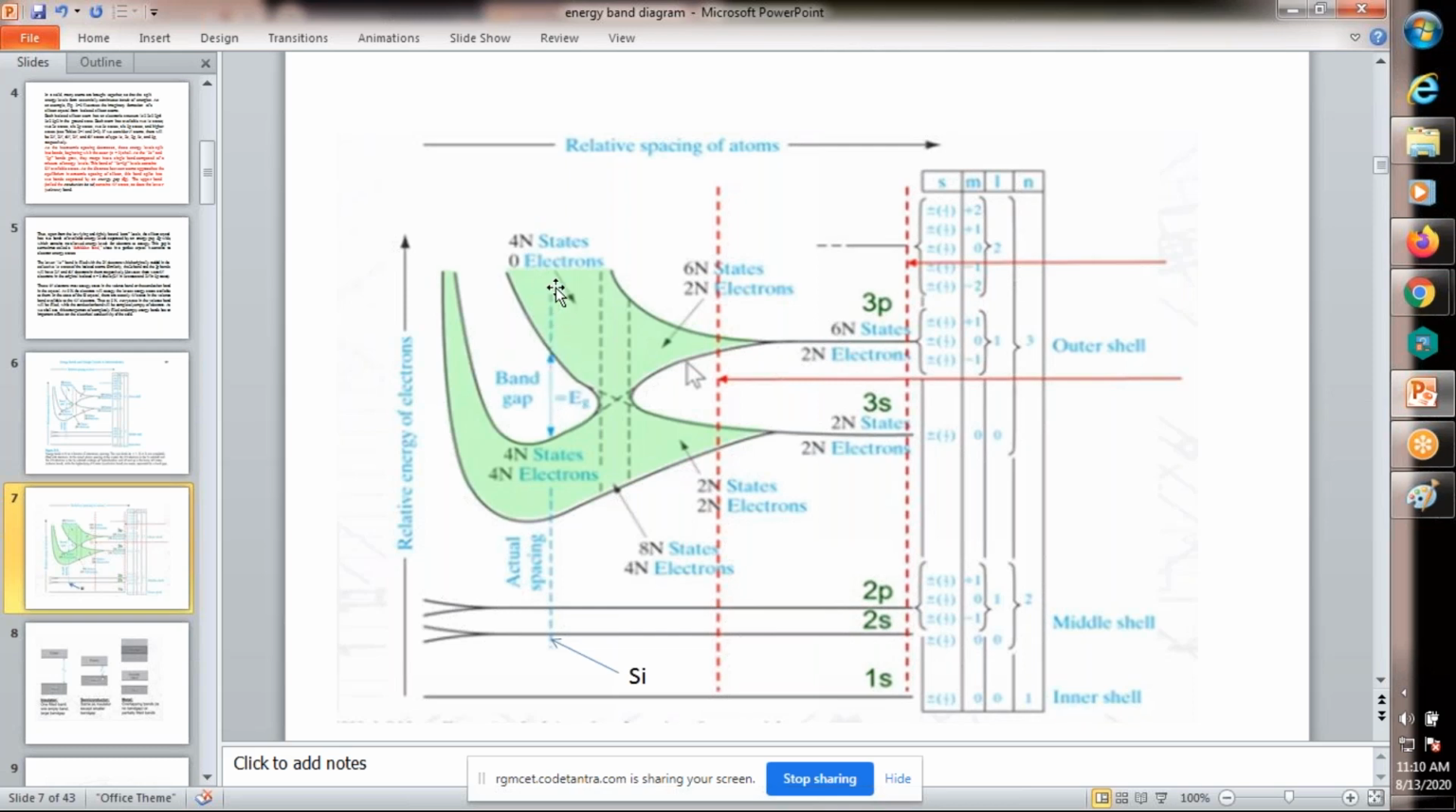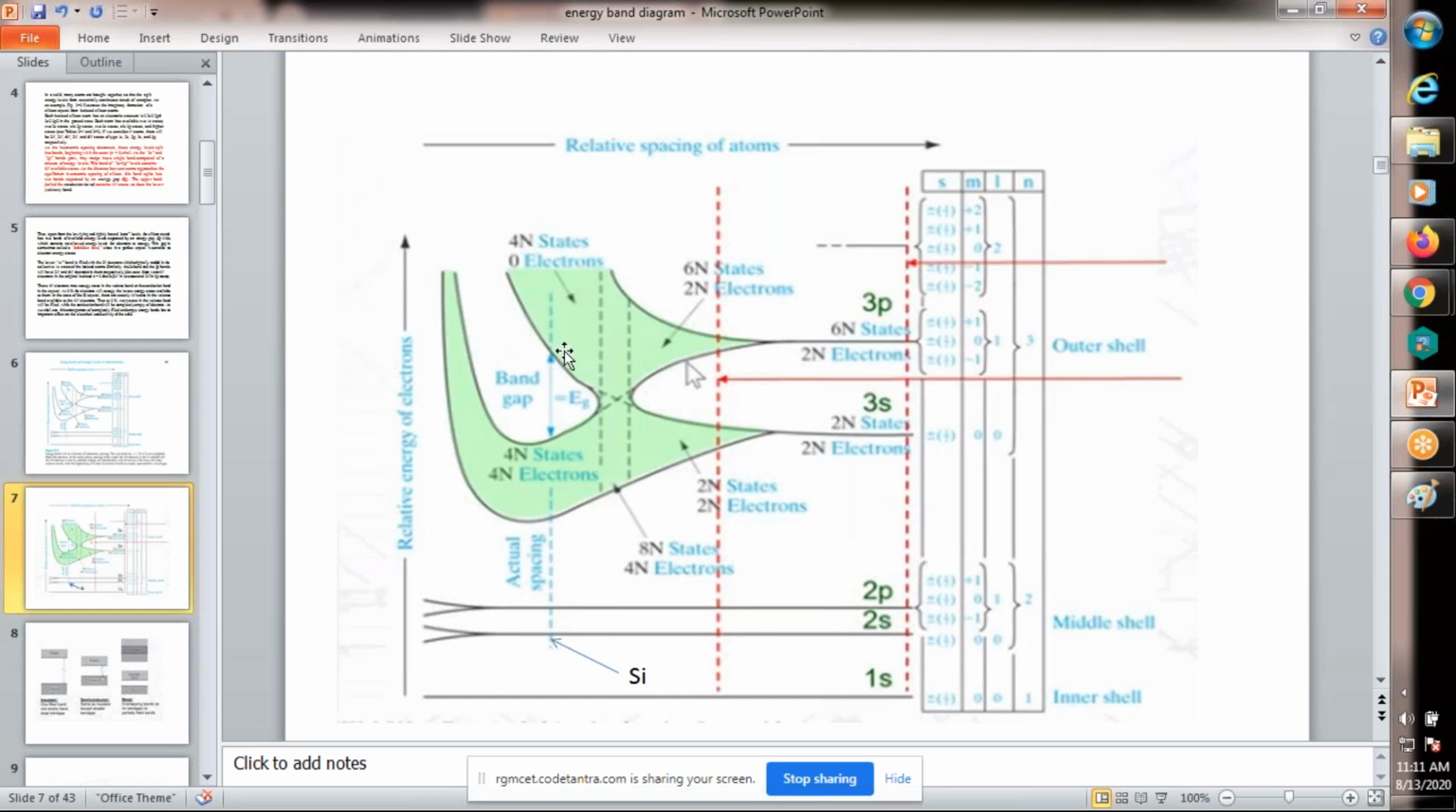Above this is called the conduction band, and below this is called the valence band. How many states in the conduction band? 4N states. How many electrons? 0 electrons. Whereas the valence band has 4N states and 4N electrons. That means the valence band is completely filled, whereas the conduction band is completely empty.